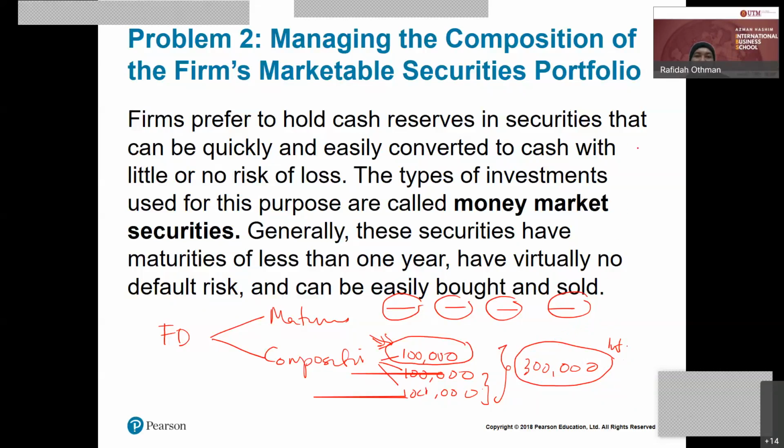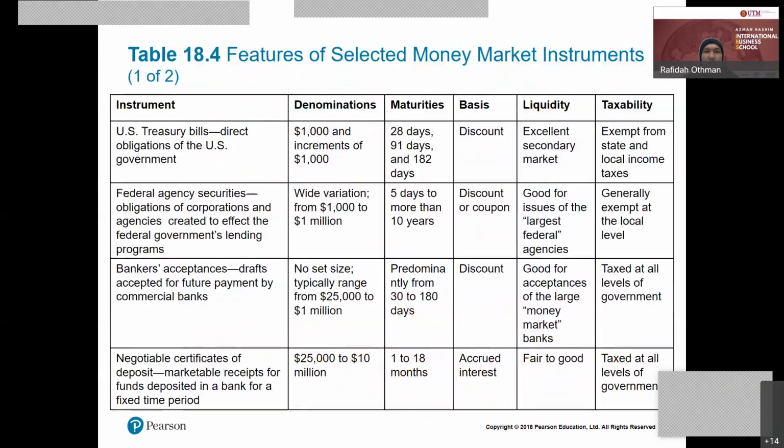You can have the money market security. Okay, so this is on problem 2. These are the money market instruments. So this is in the US. We have similar ones in Malaysia as well, and in other countries in the world.